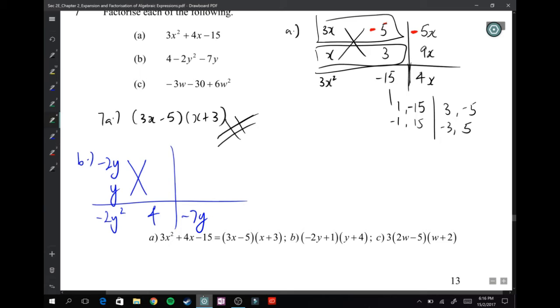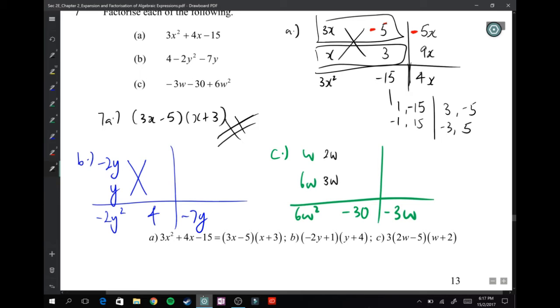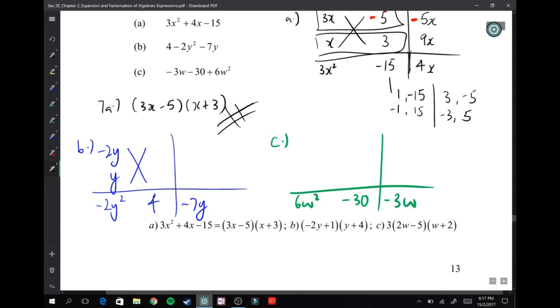And for C, which I'll do in green, we have 6w squared here, minus 30 and minus 3w. 6w squared can either be w and 6w, or it can also be 2w and 3w. I'm not sure which will work, so you can try it on your own.